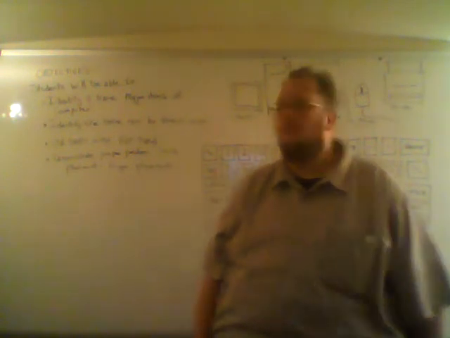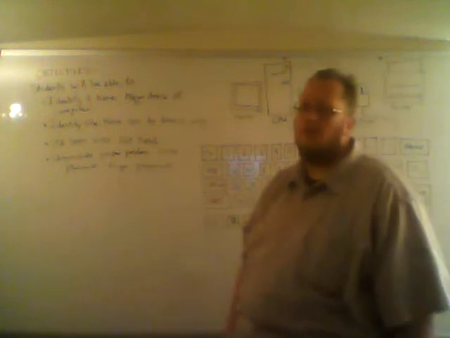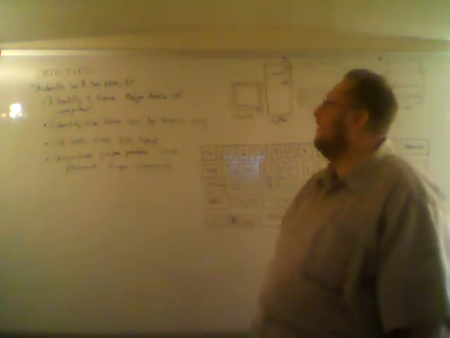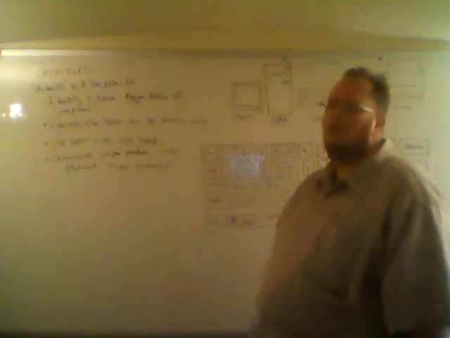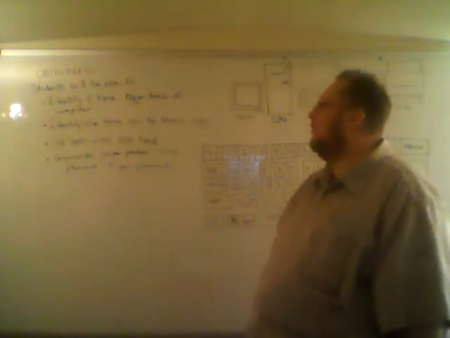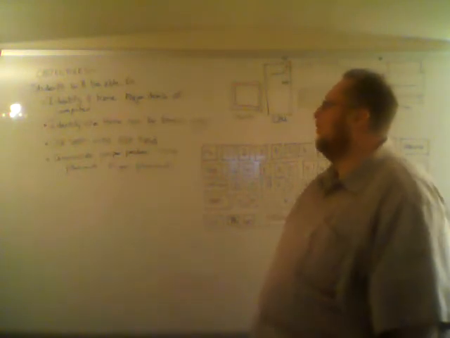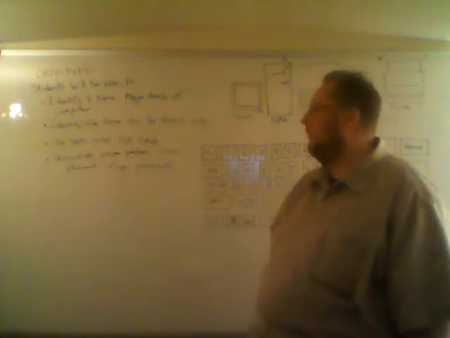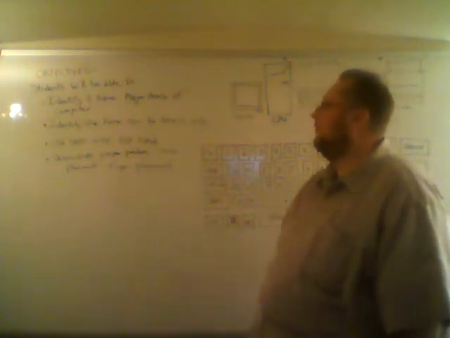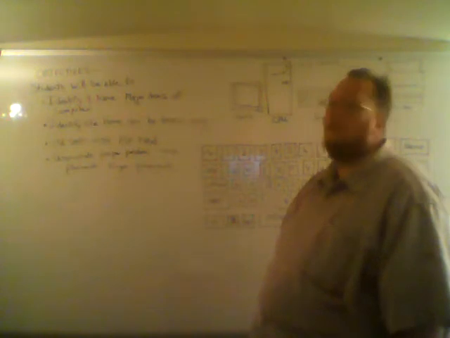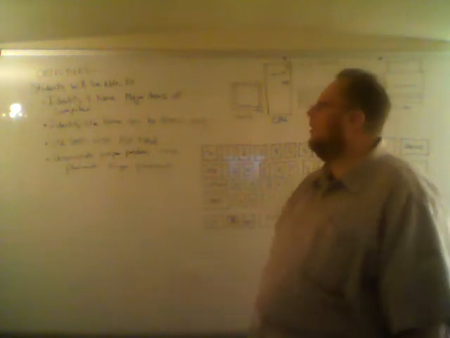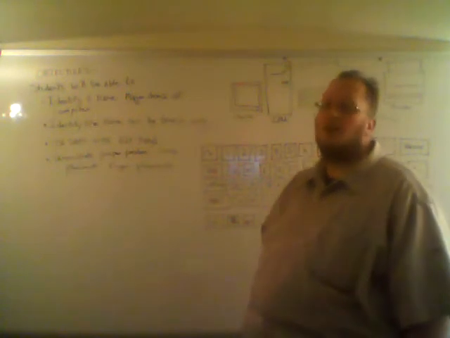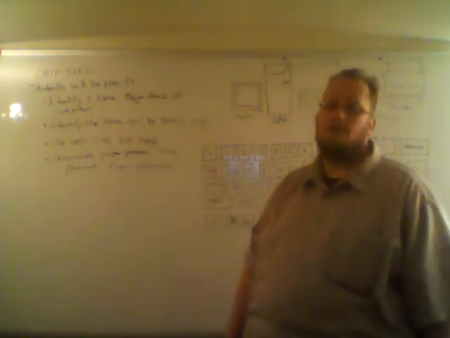So we'll go over the objectives that we have for this lesson. Number one, students will be able to identify and name the major items of the computer. Number two, students will be able to identify the home row by touch, be able to feel where the keys are. Number three, students will be able to use the shift key with the alternate hand. And number four, students will be able to demonstrate the proper posture, hand placement, and finger placement.